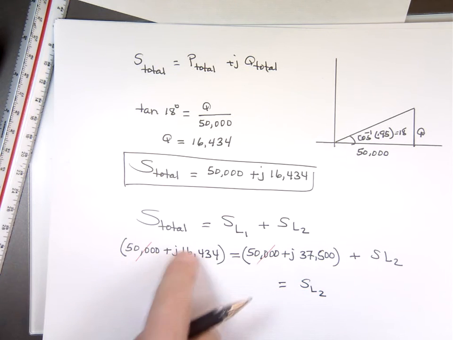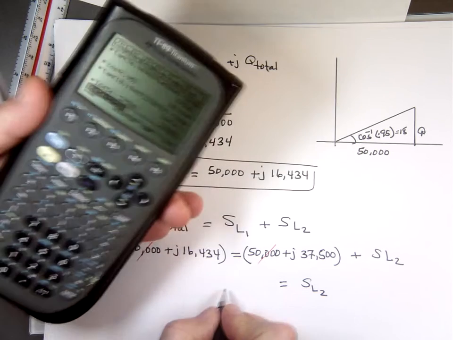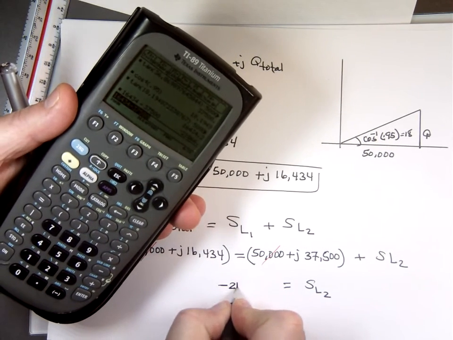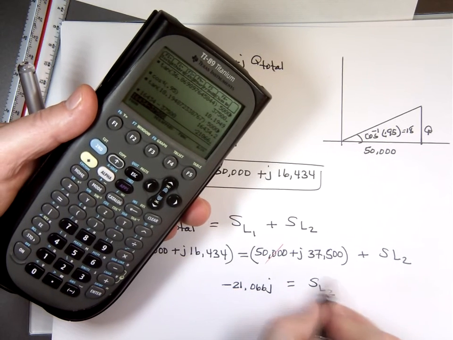This minus that. So 16,434 minus 37,500. It's negative 21,066 J. Well, the fact this is negative, notice we're talking about complex power that's negative.